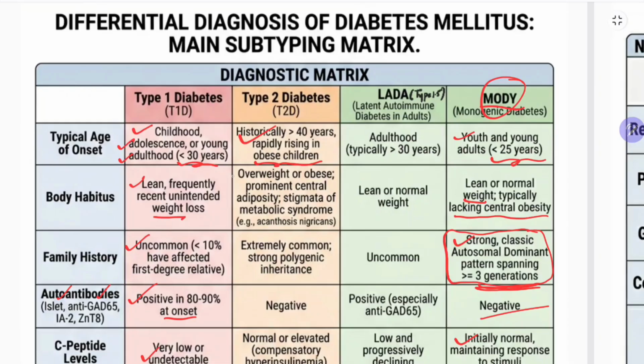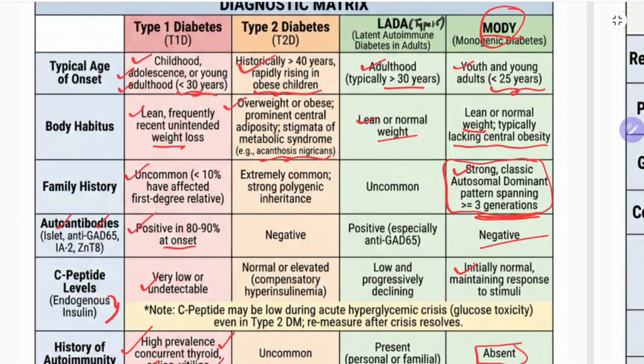Body habitus: overweight or obese, prominent central obesity, and there will be stigmata of metabolic syndrome like acanthosis nigricans. Whereas LADA also occurs in more than 30 years of age. Patient will be lean or normal weight. Family history will be extremely common in type 2 diabetes because of polygenic inheritance, but it is uncommon in LADA.